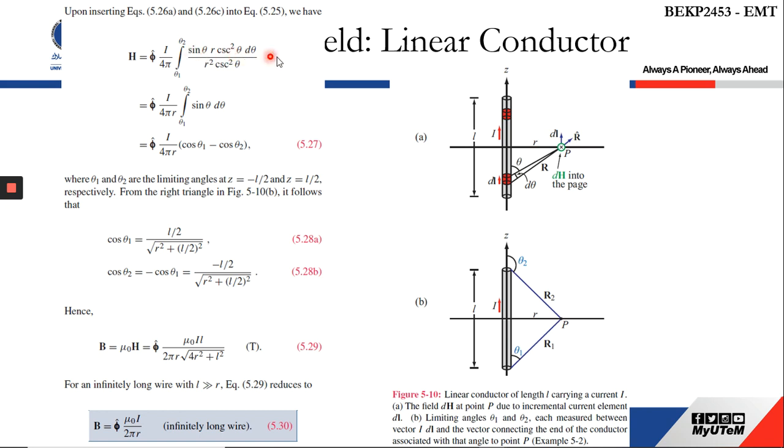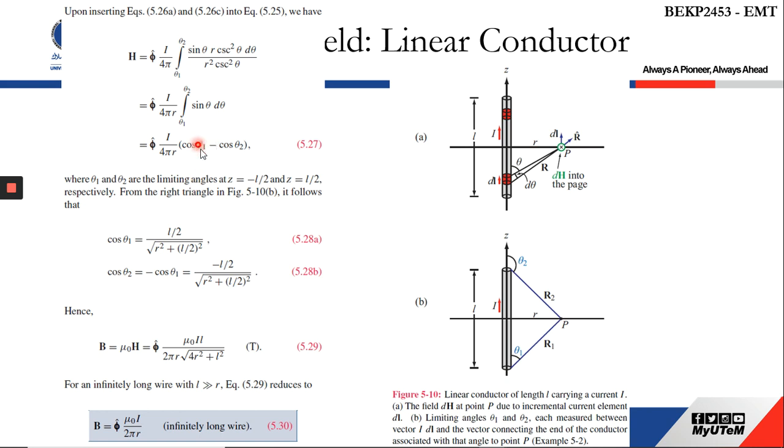Because we want to integrate only over theta, r becomes a constant, so we can take it out. We get I over 4 pi r between angles theta 1 and theta 2 of sine theta d theta. When we convert this integral, we get cos theta 1 minus cos theta 2, where, if you refer to this figure, theta 1 refers to the inner angle from the starting point, and theta 2 refers to the outer angle from the end point of the conductor with the length L.